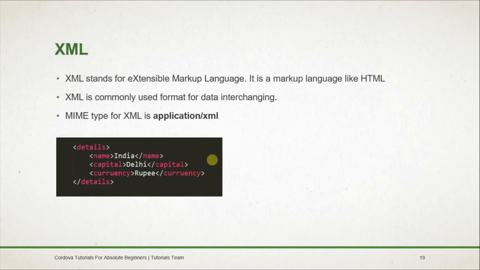XML. XML stands for Extensible Markup Language. It is a markup language like HTML. XML is a commonly used format for data interchange. MIME type for XML is application/xml. Here is a simple example of XML in which we are using HTML-like tags, but the names are custom, so we can use our own names.